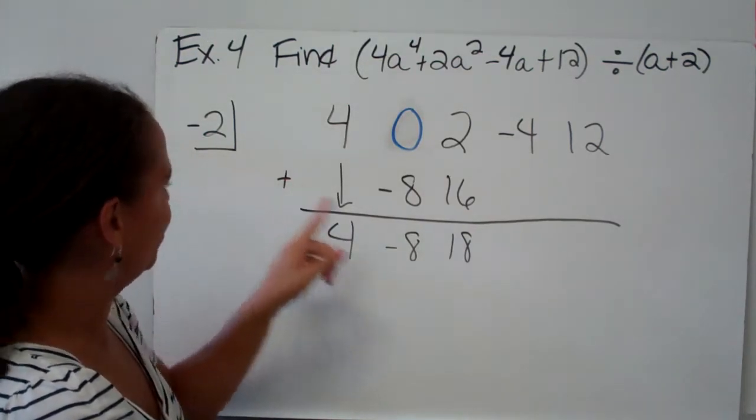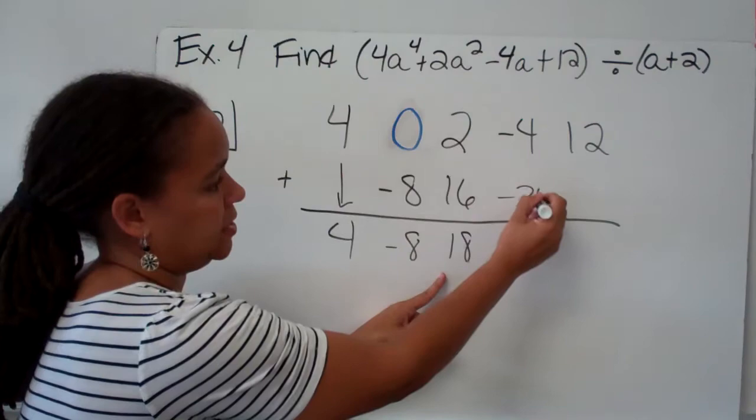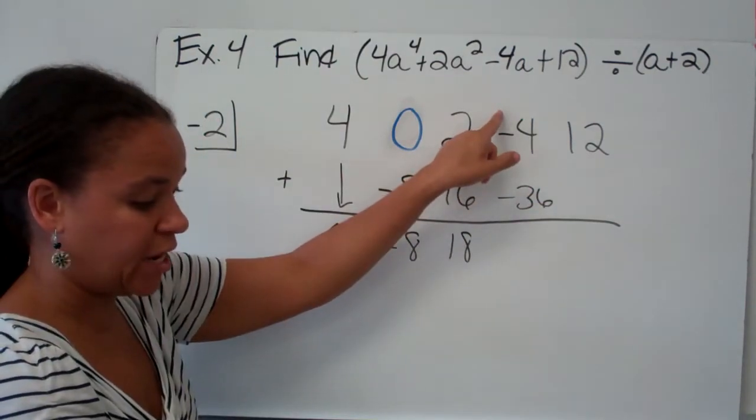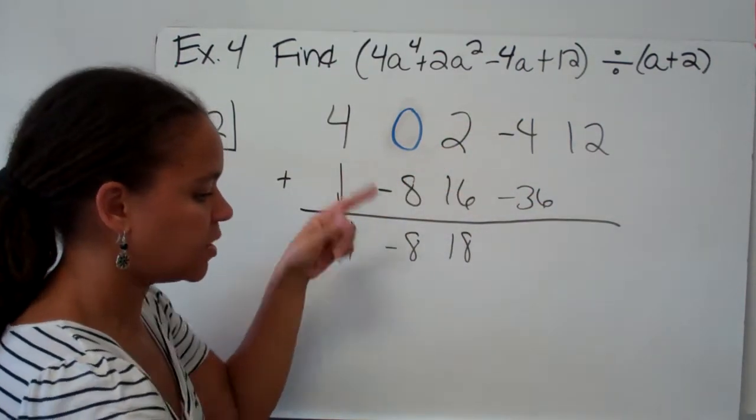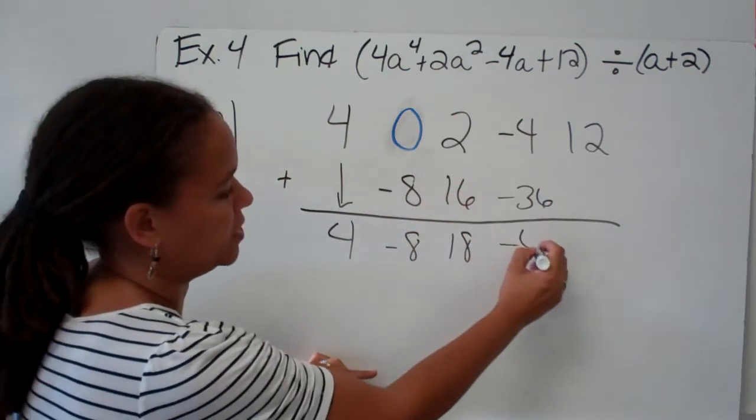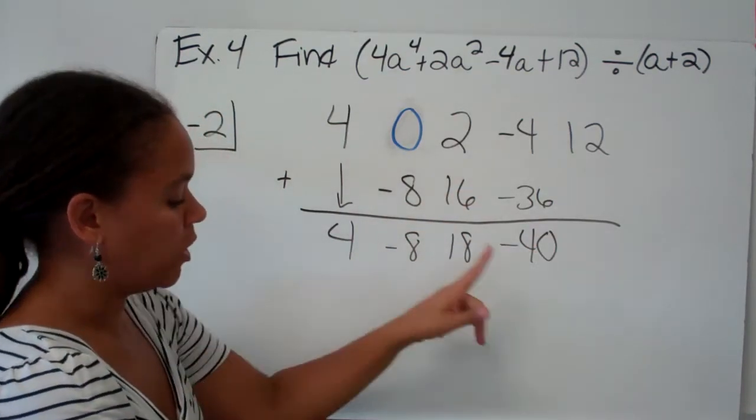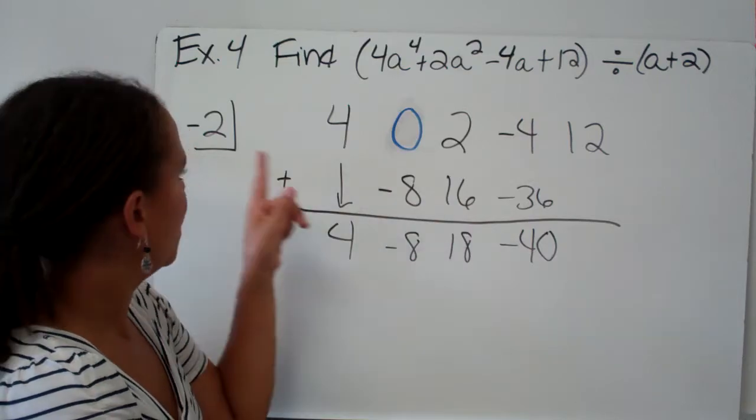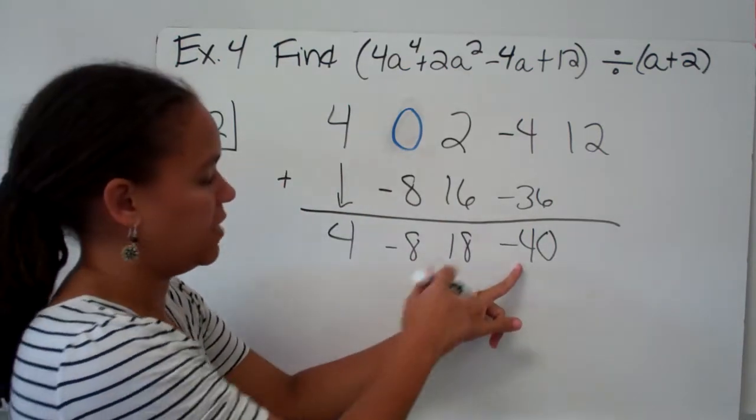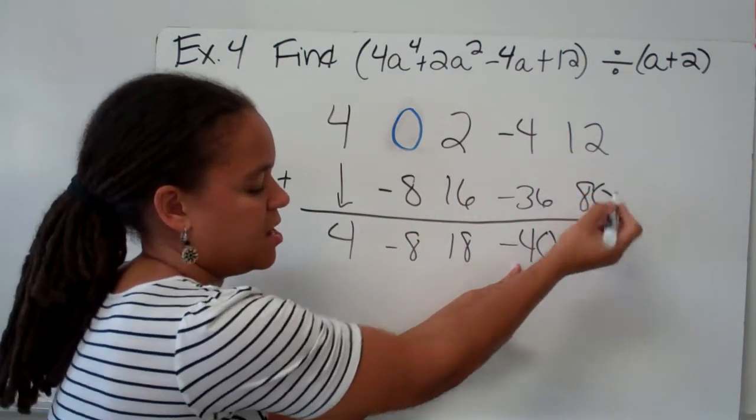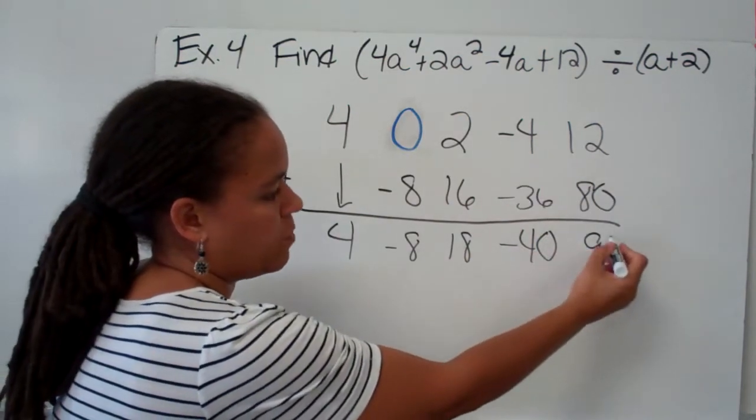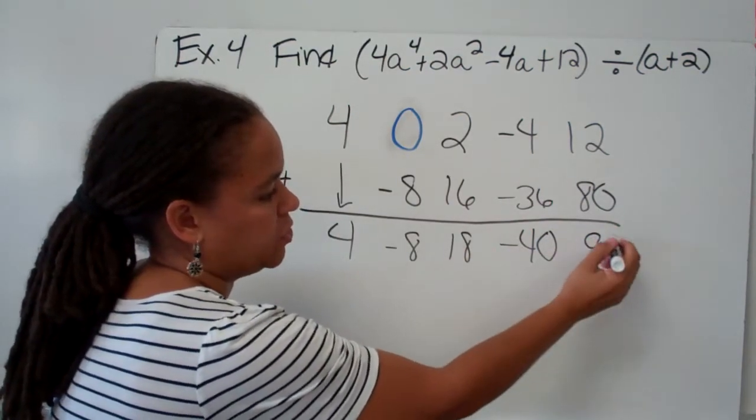Where are we? Negative 2 times 18, negative 36. And make sure we're adding here. Look, we have a negative 36 and we have a negative 4. So make sure you get those together with negative 40. Watch your signs. Be very, very careful. Negative 2 times negative 40 will be positive 80. And this time we're left with a remainder. So let me show you what to do with that.